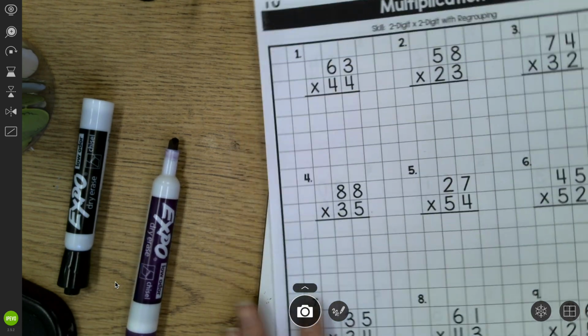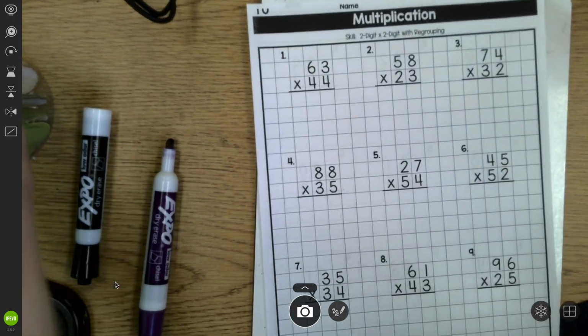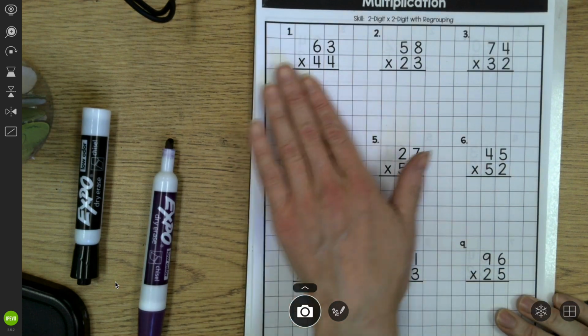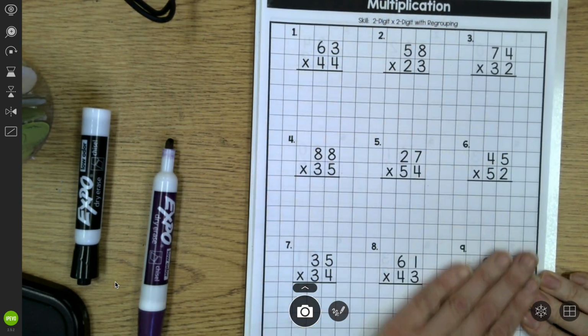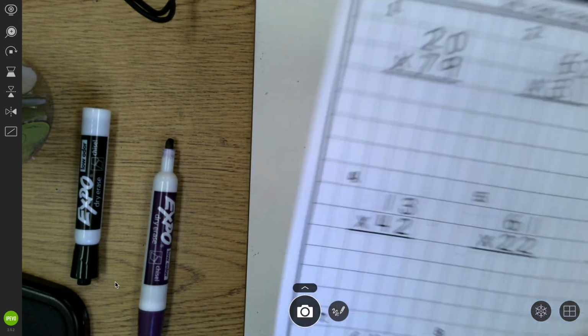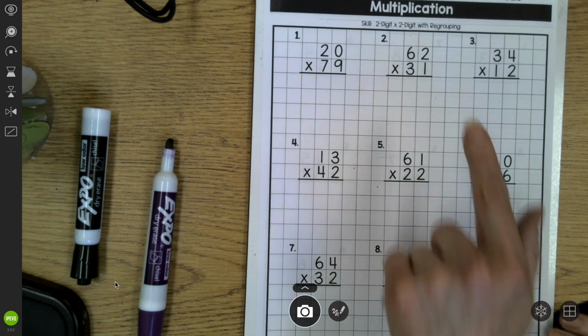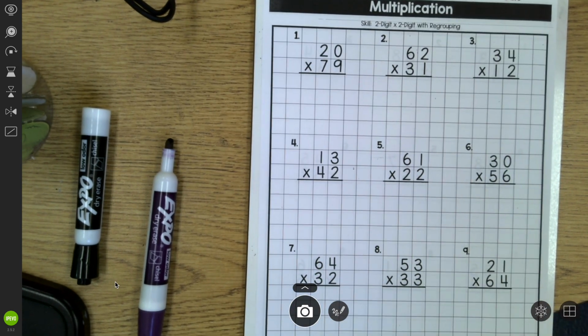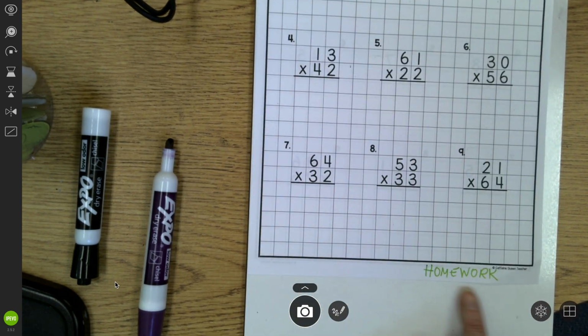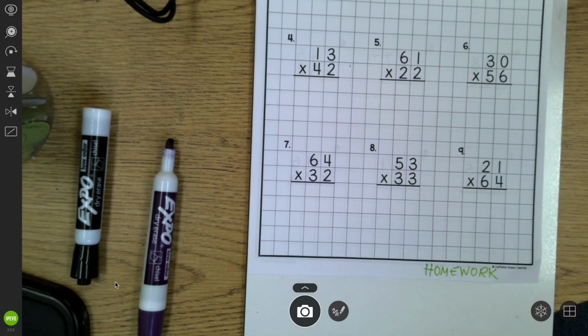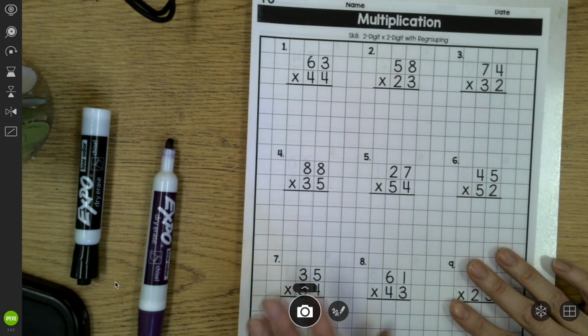So today in class, during math, I'll do some of these with you. Then you're going to finish this side. When you flip it over, there's a whole other side. This is your homework, okay? I wrote homework down, right? Homework on the bottom of this side. We're going to do this side together.